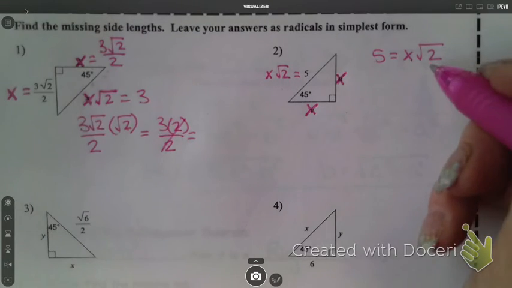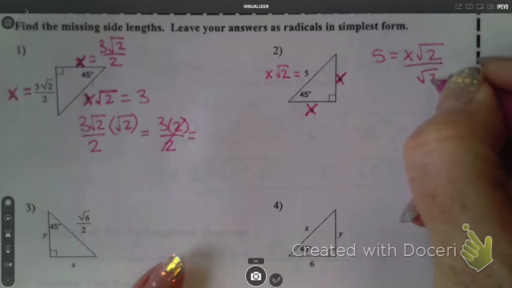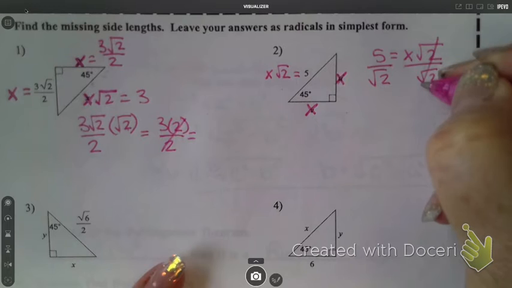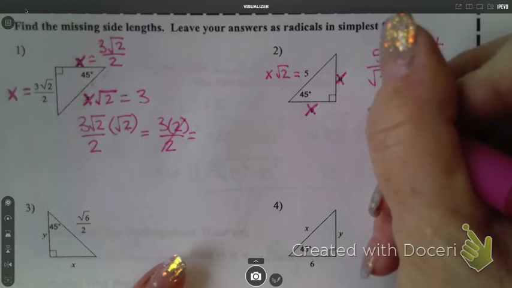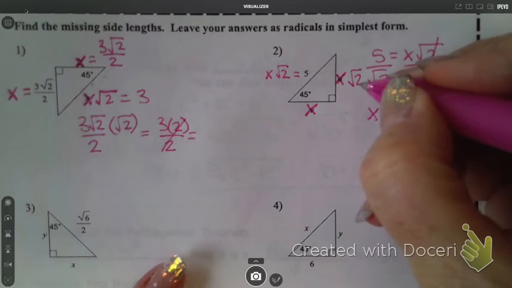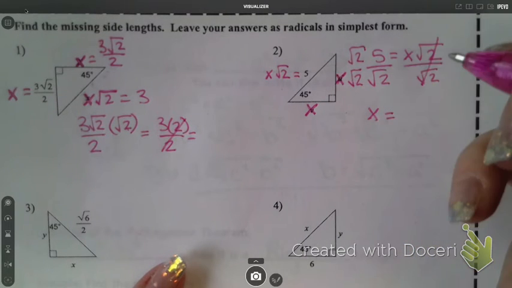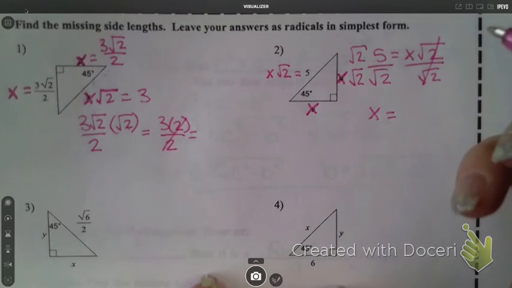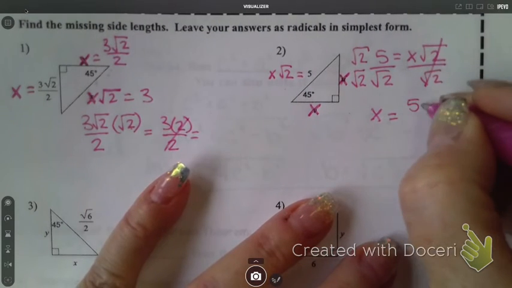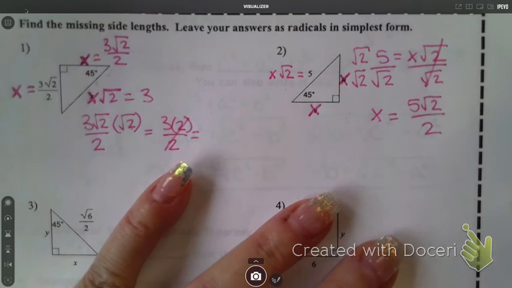Okay, so how do I solve this? Divide by the square root of 2. So this reduces. So x equals, and I have to do the square root of 2 over the square root of 2, right? Anybody remember what that word was that we're doing? Rationalizing. Good job, Sam. Okay, so I have 5 square root of 2 in the numerator. 2 over 2. Do I need to reduce any of that?